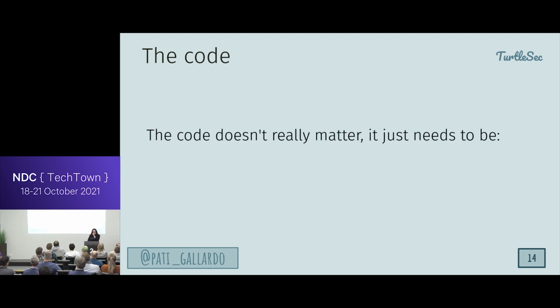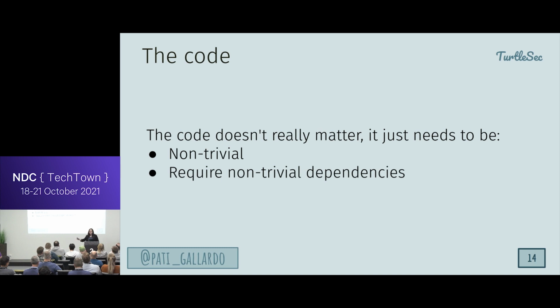So the code that we're going to look at is very small, but it had certain requirements. It had to be a non-trivial example, and that's mostly in functionality. It should have, because I wanted non-trivial dependencies. I also needed it to compile.